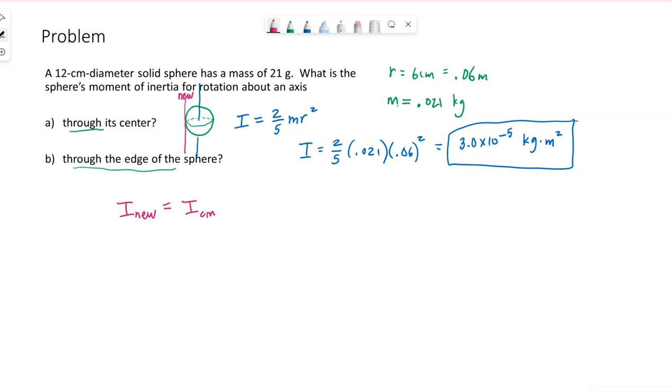which says this new axis that does not go through the center is equal to I through the center of mass plus md squared. Now, technically, we've calculated I through the center, so we can just use that number. That's fine. And then m is 0.021. The distance, d, the distance we've shifted, from the center to this new axis, d is the radius of the sphere if we shift all the way from the middle to that outer edge. So 0.06 squared.